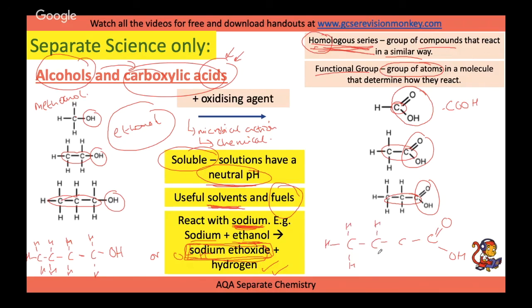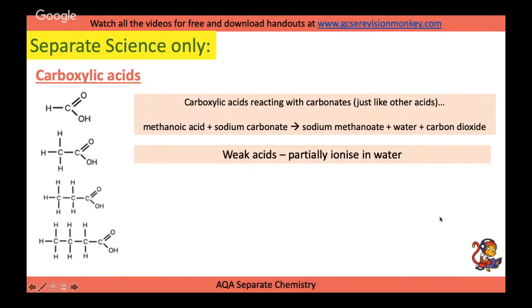Okay, so you might be asked to draw either carboxylic acids or alcohols. So what I've just drawn would be butanoic acid. Carboxylic acids react just like any other acids with carbonates, but they make a different salt. If you remember, the general reaction is an acid plus a base makes a salt plus water plus carbon dioxide when they react with a carbonate. So, for example, if methanoic acid reacted with sodium carbonate, you would produce sodium methanoate, this is the name of the salt, plus water plus carbon dioxide.